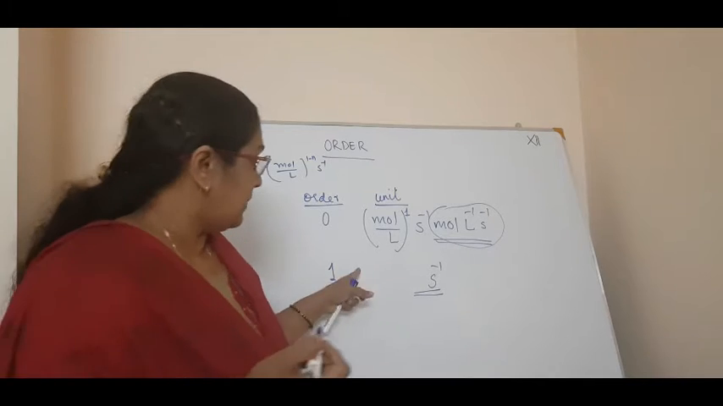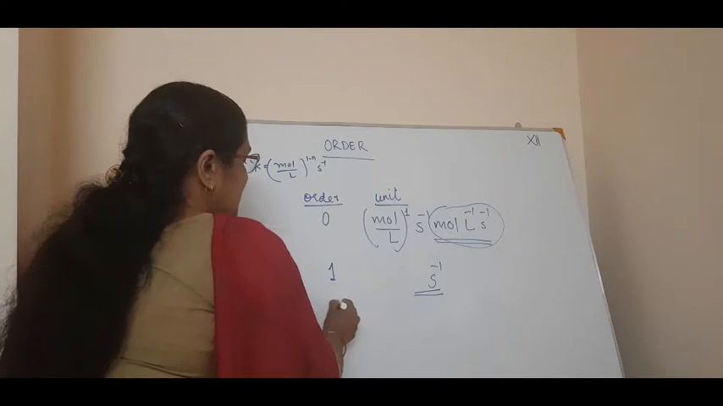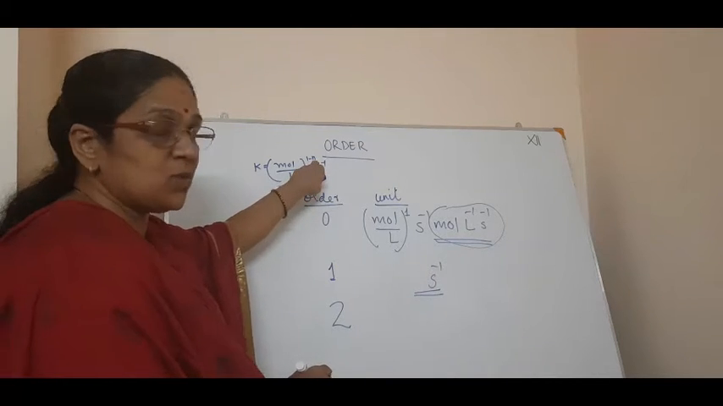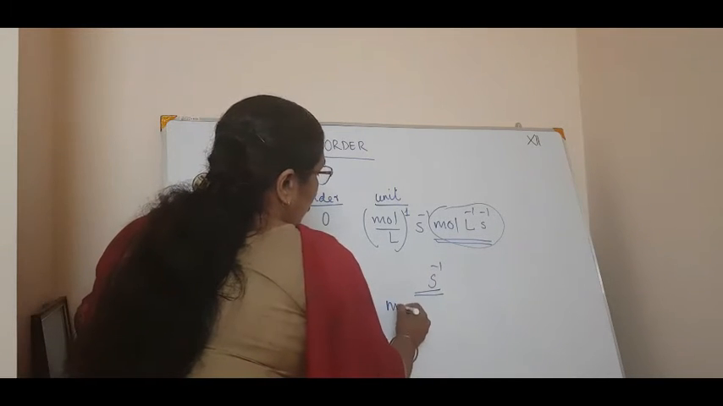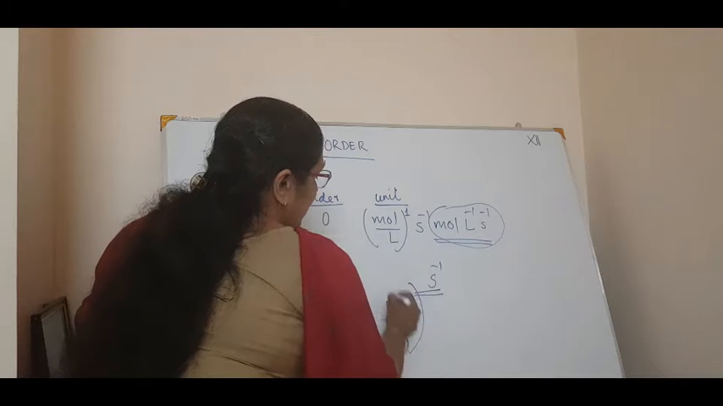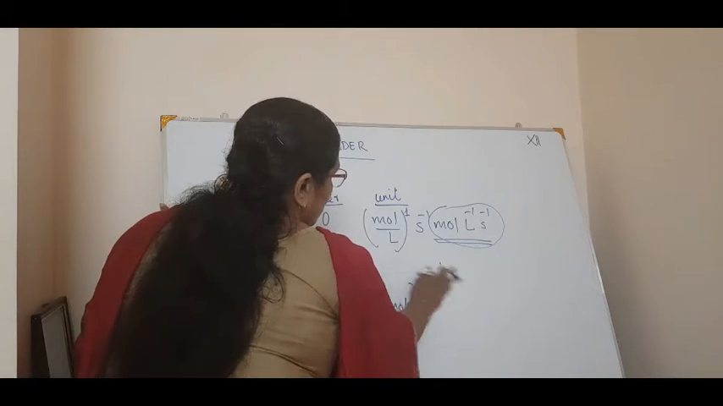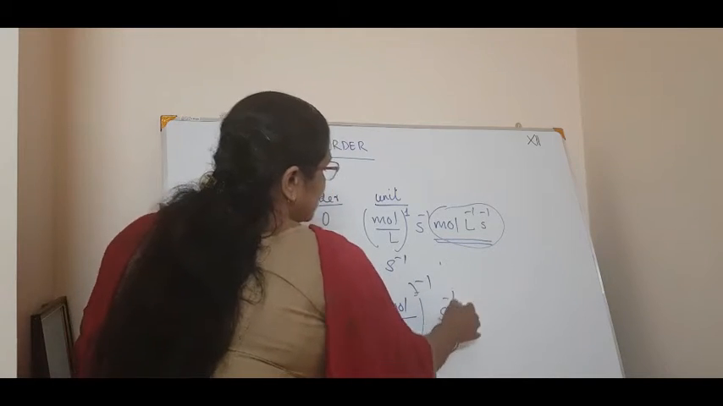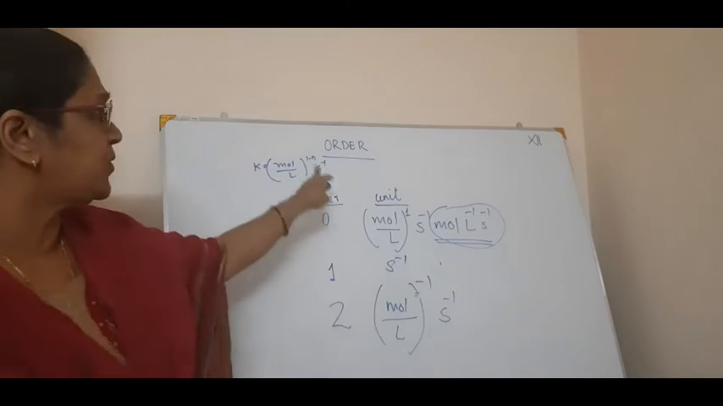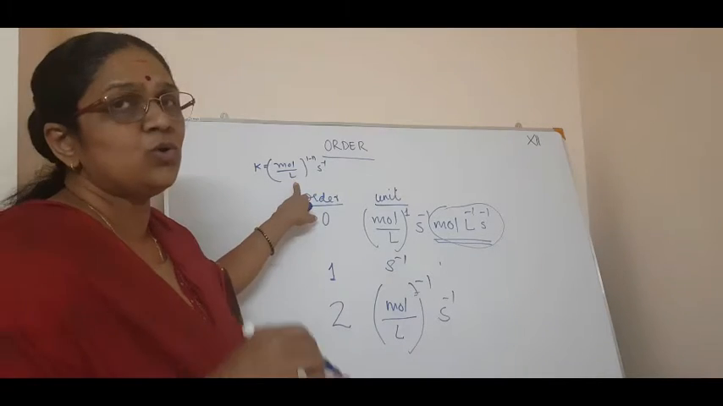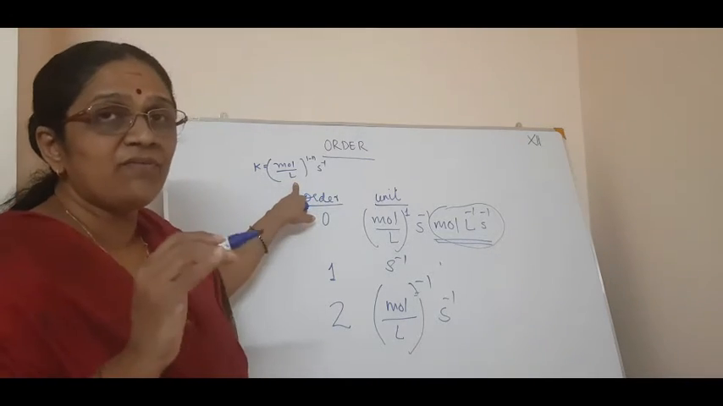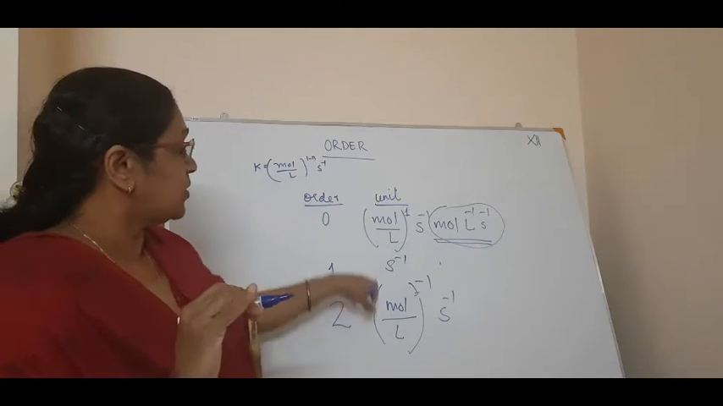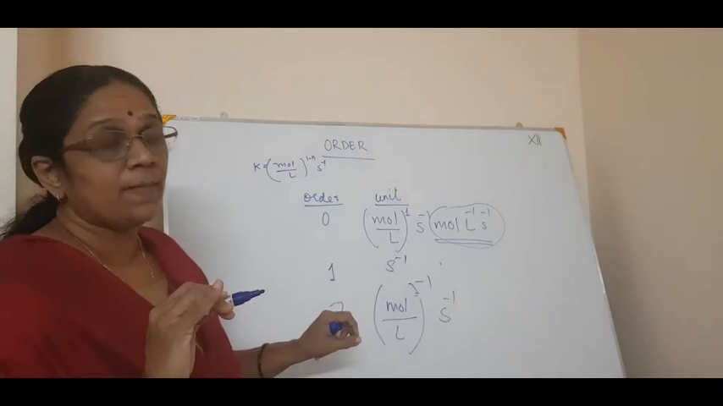Isn't it? Now coming to the second order. If it is second order, what will you have? That is 1 minus 2. So mole per liter raised to 1 minus 2 is what? 1 minus 2 is minus 1, and second inverse. See, just put it in this equation. Don't memorize by heart and all. If you have that rate law equation in your mind, you can know how to calculate it. That's all. It's very simple.